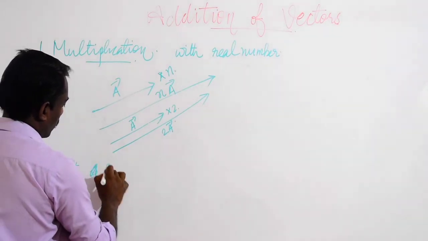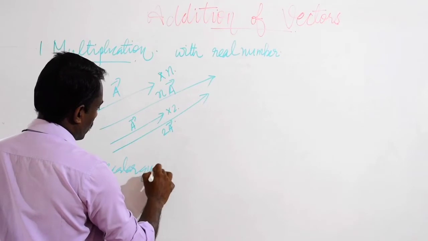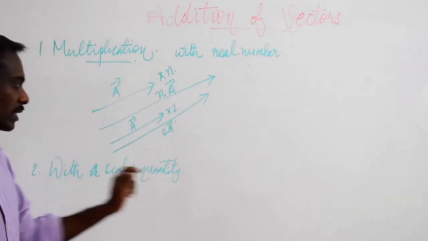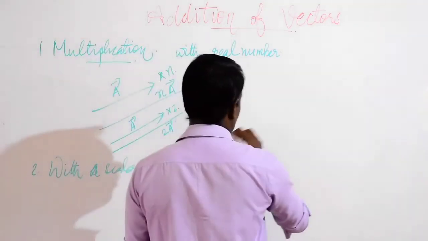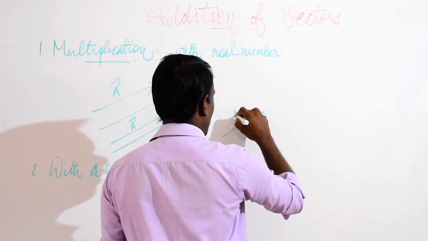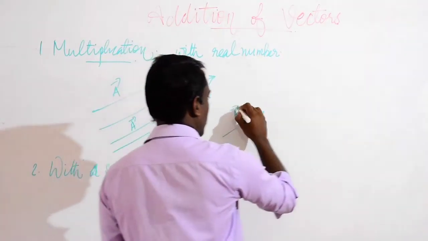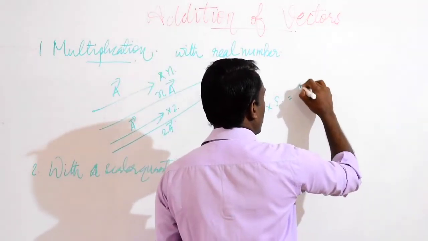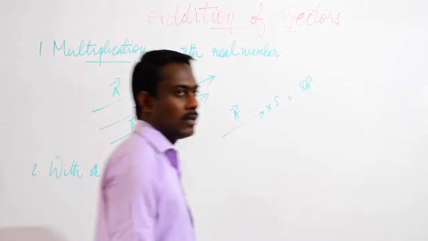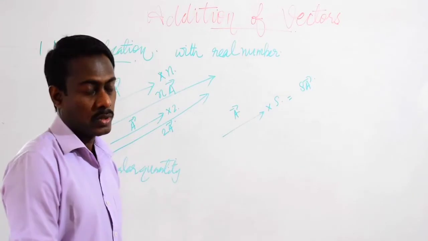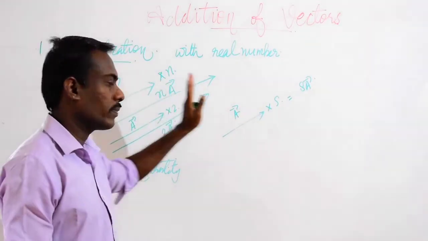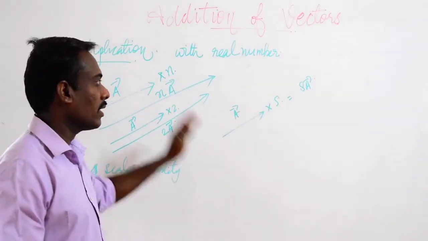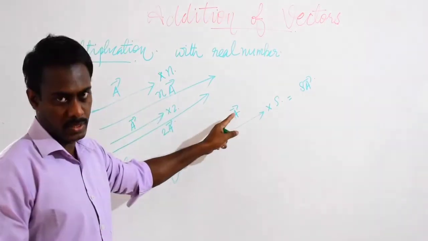And what happens when a vector is multiplied with a scalar quantity? For example, there is a vector A, and this vector A is multiplied with a scalar quantity S, and the magnitude of that vector becomes S times A. The direction of the vector does not change at all. It retains its previous direction and only the magnitude will change.